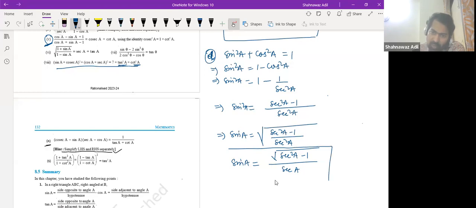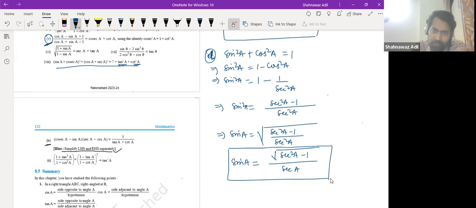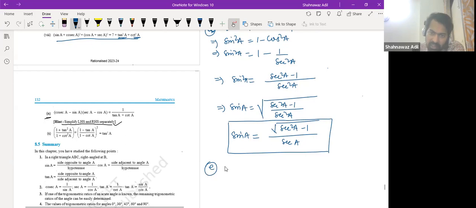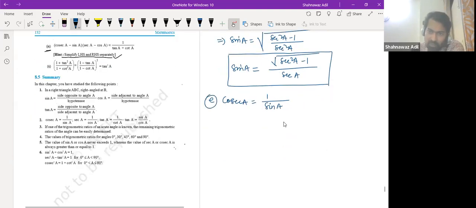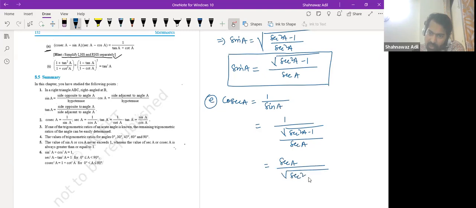Okay, so now what is remaining? Cosec A is remaining, right? So we already have sine A. In the question, we have to find all the trigonometric functions as functions of sec A. So we have to do all of them, yes, all of them. So this is sec A divided by root of sec square A minus 1.